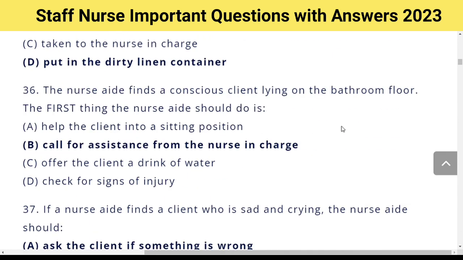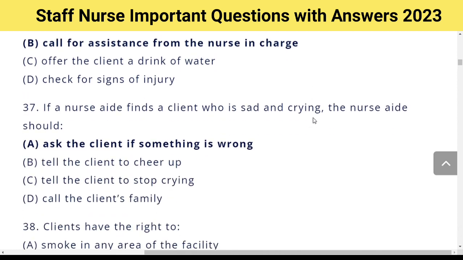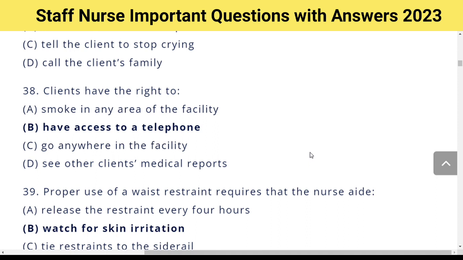Question number 36, the nurse aide finds a conscious client lying on the bathroom floor. Option B, call for assistance from the nurse in charge. Question number 37, if a nurse aide finds a client who is sad and crying, the nurse aide should ask the client if something is wrong. Question number 38, clients have the right to option B, have access to a telephone.